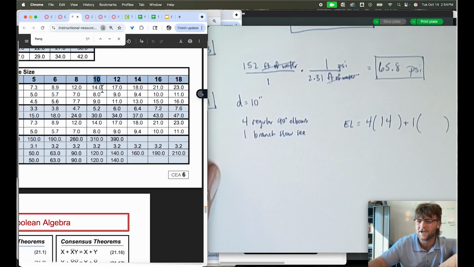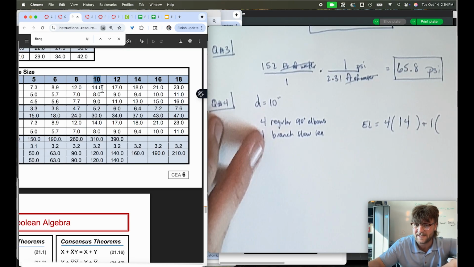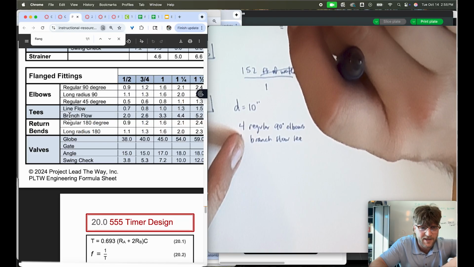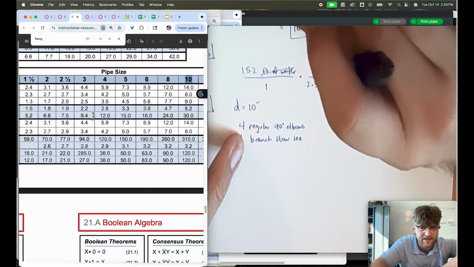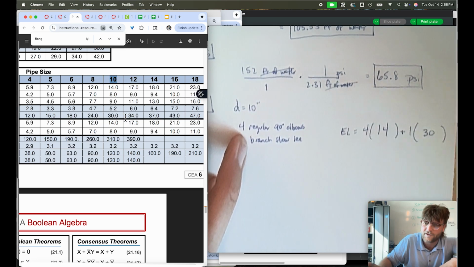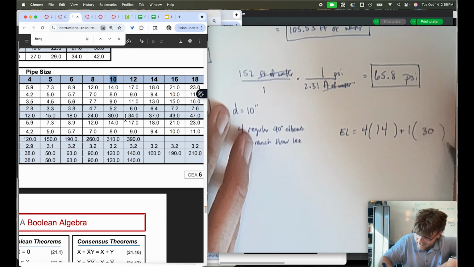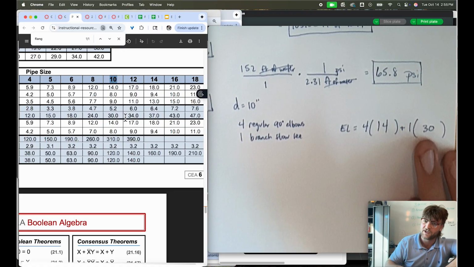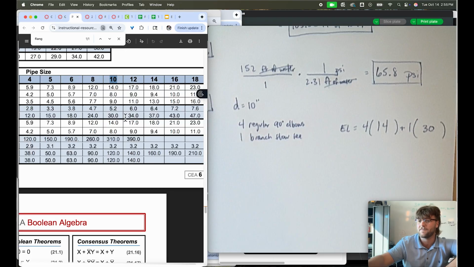Then we want to add on the 1 branch flow T equivalent length. So if we end up scrolling over here, we can find that branch flow T, and so it's right here in this row. If we go over, that's going to be 30 feet for the equivalent length. So basically what that's saying is if you go through 1 branch flow T with 10-inch diameter pipe, that's the equivalent of the amount of energy that's lost just going 30 feet of straight pipe.